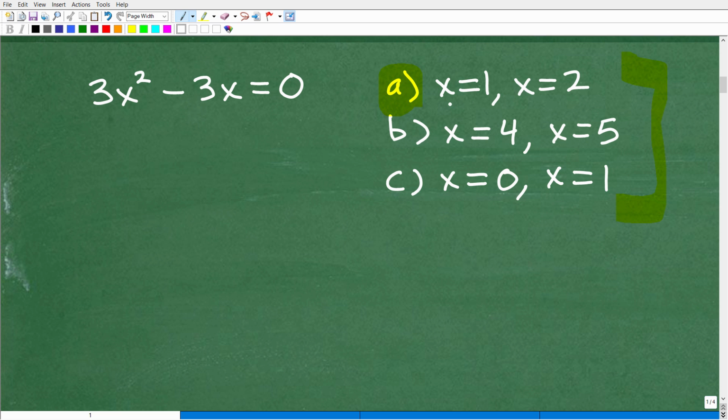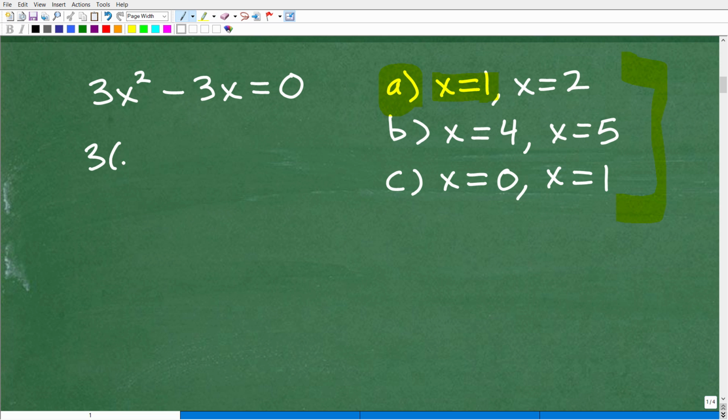So here, let's test option A. How do we do this? Well, let's plug in 1. This option says x is equal to 1 and x is equal to 2. And hopefully those of you out there recognize that this is a quadratic equation. It does have 2 solutions. So let's just plug in 1 real quick and see if it works.